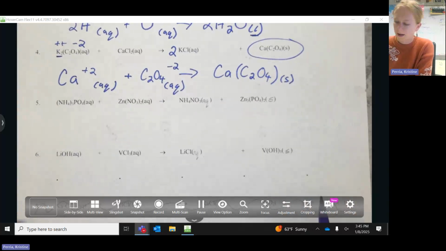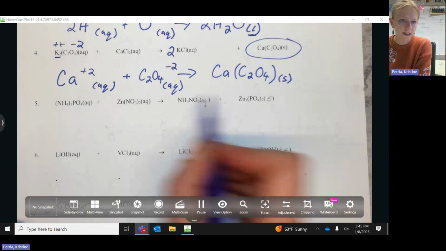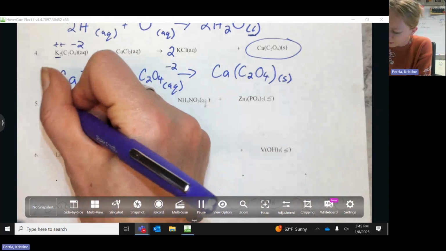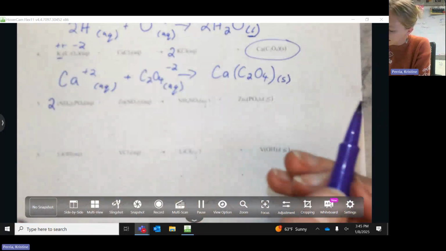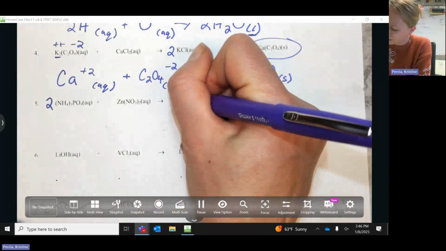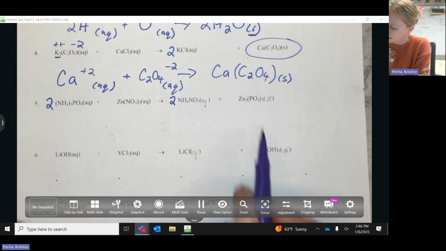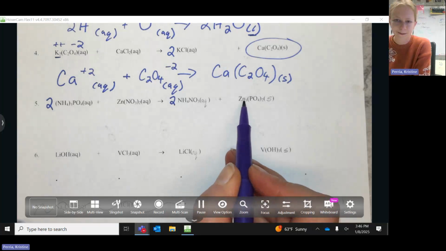This one over here, is it balanced? Nope. So we have 2 PO4s on this side, 1 PO4 on this side. So I'm going to put a 2 in front. And then here we have 2 NO3s, but only 1 NO3. So I'm going to put a 2 in front. And then, oh, this one gets really hard to balance. So this is going to be a real pain.